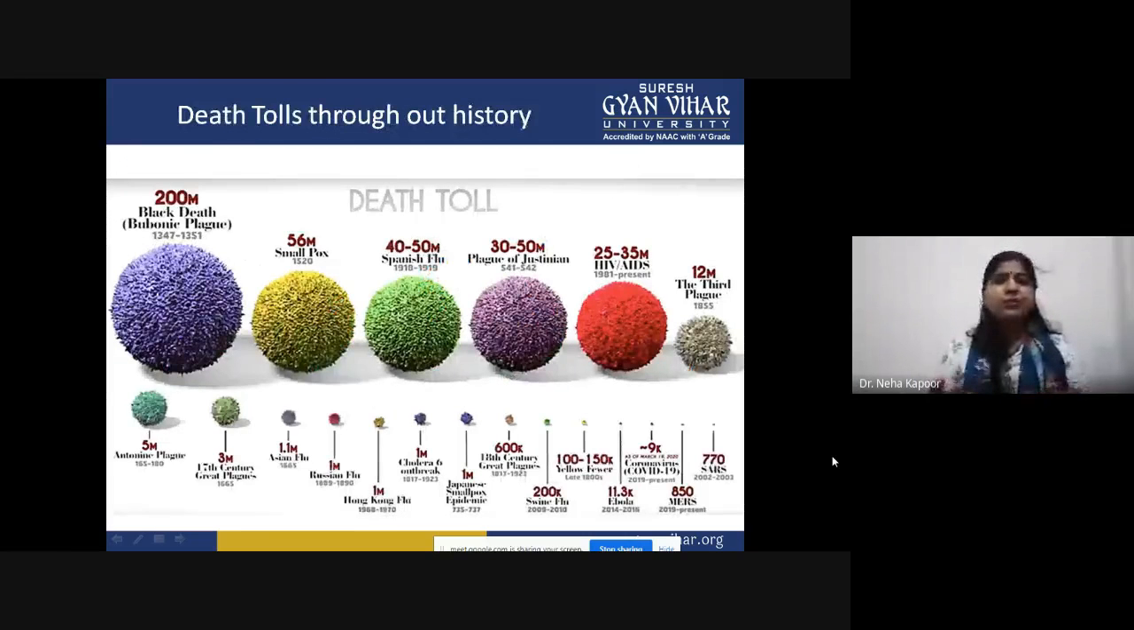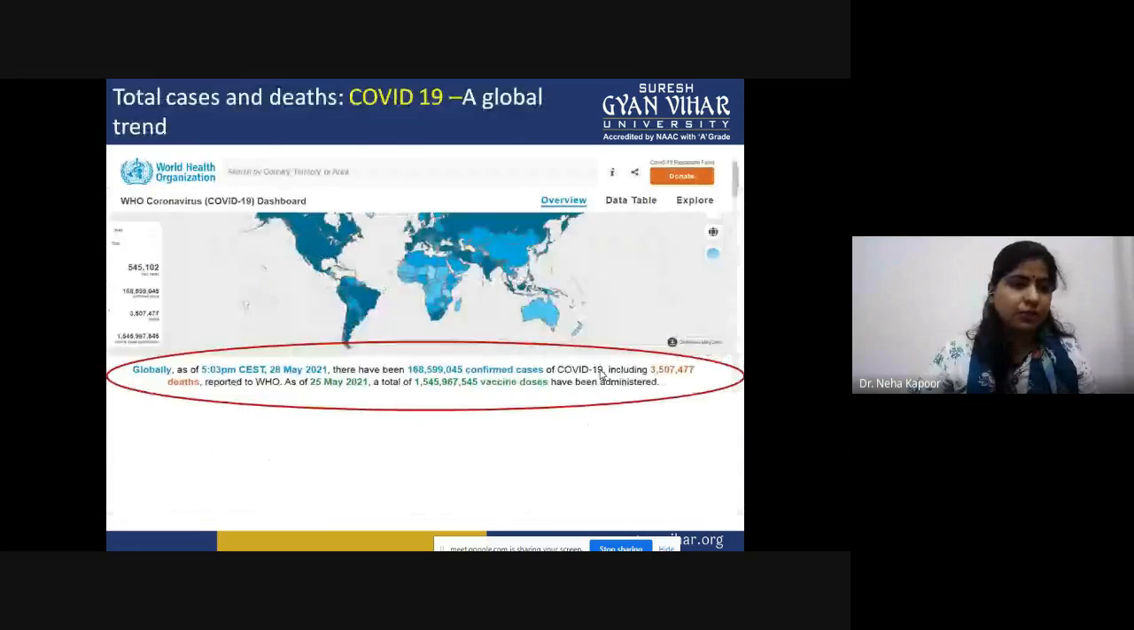So these are the death tolls because of different epidemics and pandemics throughout history. As you can see, Black Death around 200 billion, then smallpox around 56 million. In the 17th century, a plague happened, and at that time 3 million lives were claimed. Going on, SARS was there in the year 2003, and it claimed around 770. So the death toll because of these epidemics and pandemics is quite high, and we must have an effective solution to tackle these epidemic and pandemic situations.